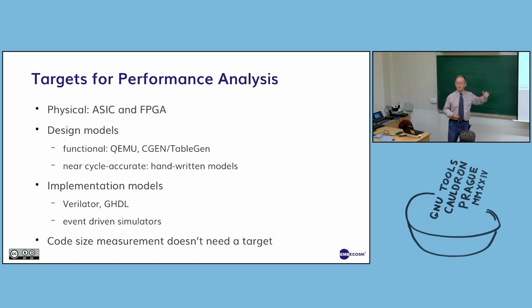And if you've got Verilog or VHDL, but you haven't yet actually got your chip, you can use tools like Verilator or GHDL to give you a cycle accurate model. Or indeed, you can even use a hardware simulator, so event-driven simulators like Incisive. Basically, as you go down the page, they get slower and slower, but more and more accurate, except hardware is as accurate as anything. And of course, if you're just worried about performance in the sense of code size, you don't actually need a target to see how good the compiler's going.